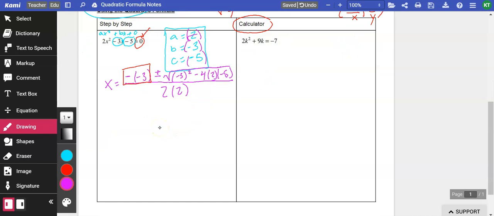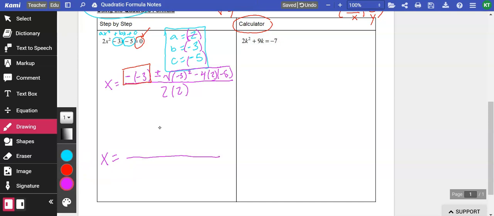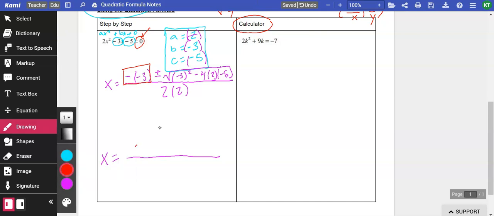So we'll start with the opposite of negative 3. The opposite of negative 3 is positive 3. We normally just see that as a double negative, but we can read that as the opposite of negative 3, which would be positive 3. Plus or minus, now we have this square root of all of this stuff underneath it. So let's simplify the underneath part first.